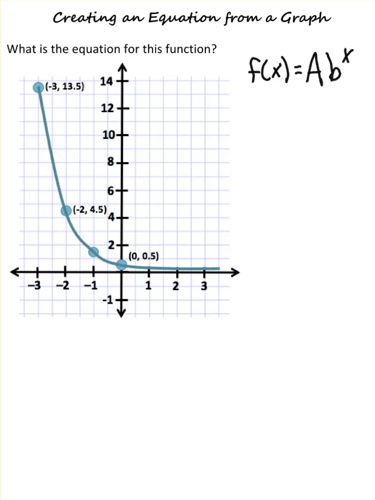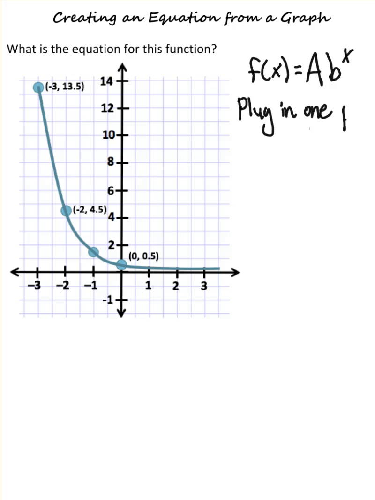So there are essentially two unknowns here, right? We don't know the amplitude and we don't know the base. Whenever we have two unknowns, we can solve if we have two equations. How can I make two equations? Well, I've got at least 2 points on this graph, so I can plug in my 2 points and that would give me 2 equations. So we'll start by plugging in 1 point.